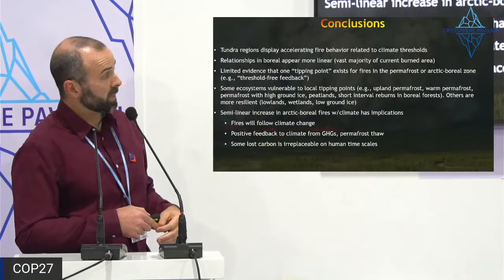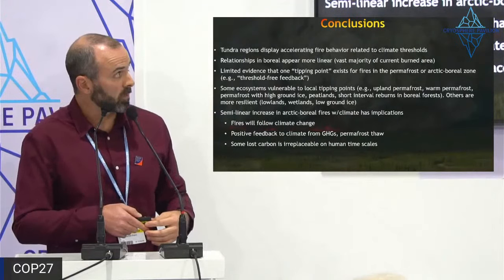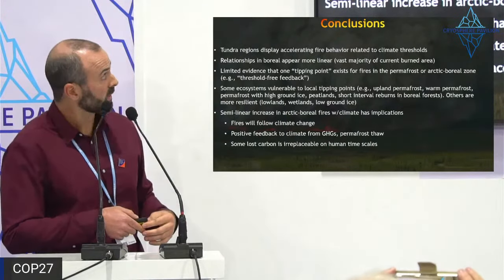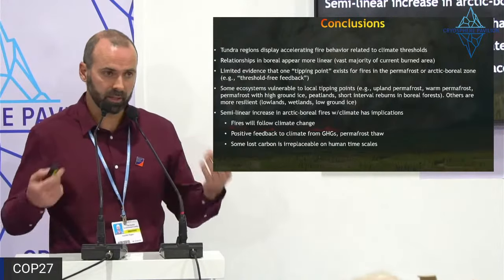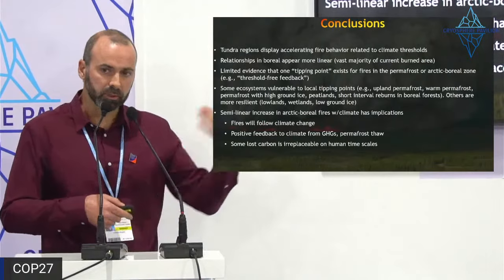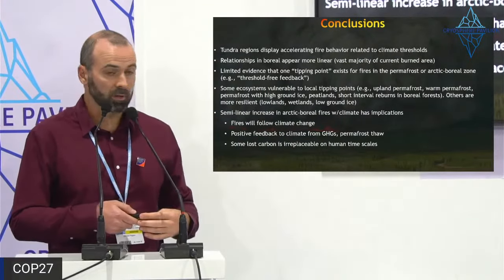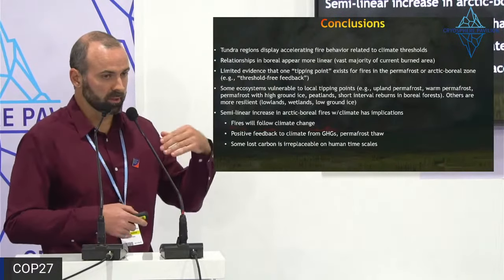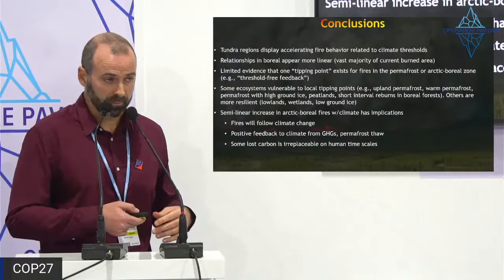So in conclusion, I would say that tundra regions display accelerating fire behavior related to climate thresholds. The relationships in the boreal certainly appear more linear. And again, that is the vast majority of burned area. I would say, similar to Gustaf's conclusions, there's limited evidence for one tipping point for all fires across the Arctic boreal zone. And in the language of tipping points, that's called a threshold-free feedback.